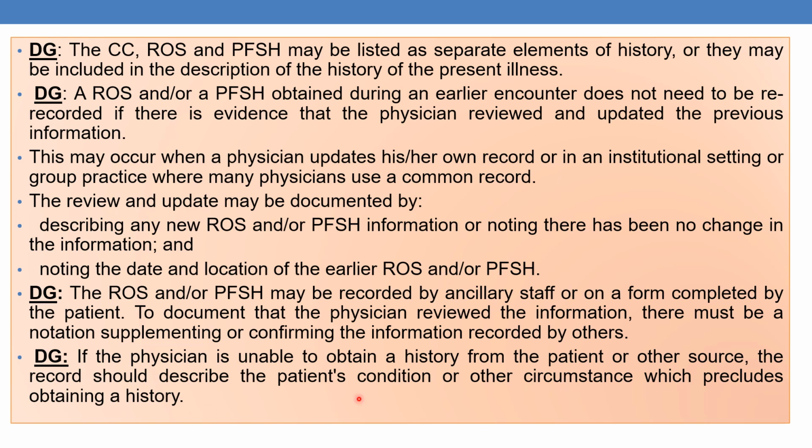The physician should document the patient's health condition if he is unable to obtain a history. In some cases, if the physician is unable to obtain history from the patient or other source, the patient's condition or other circumstances that led to this result, which precluded obtaining a history, must be documented. These are some of the guidelines for history.